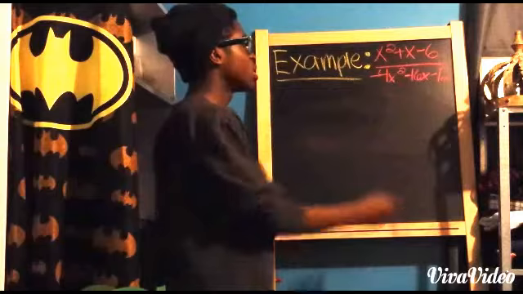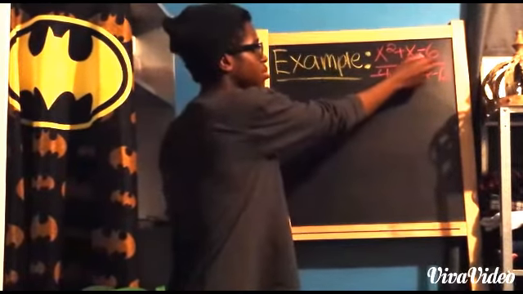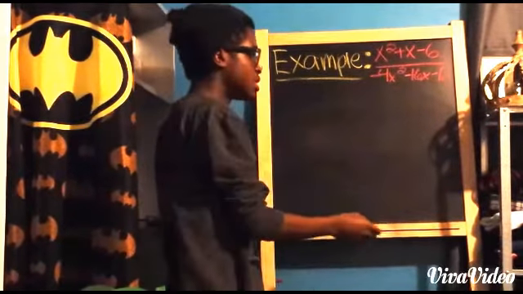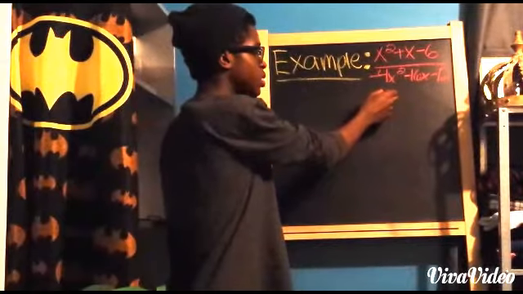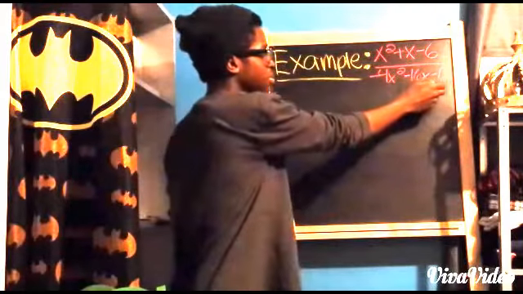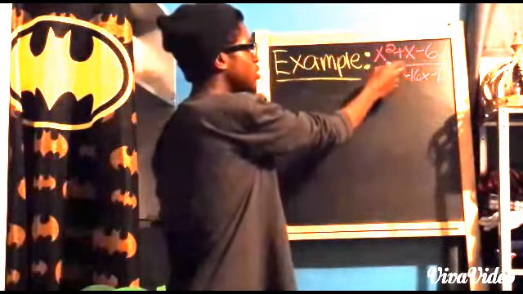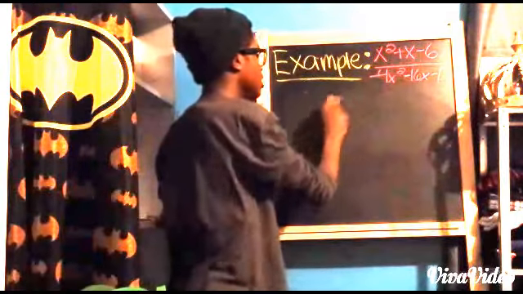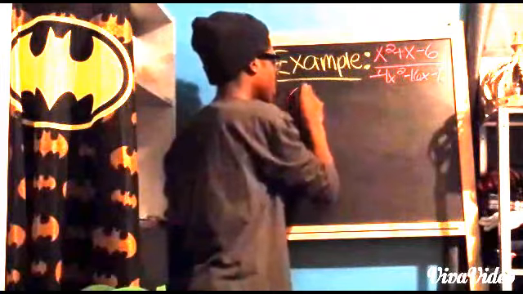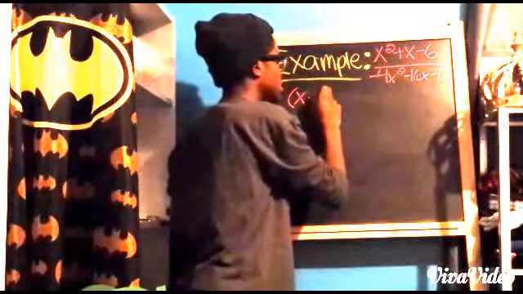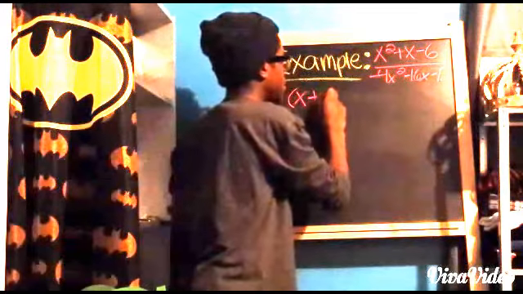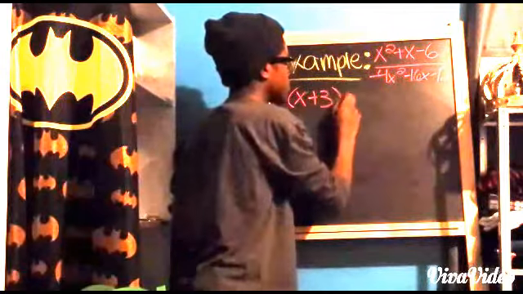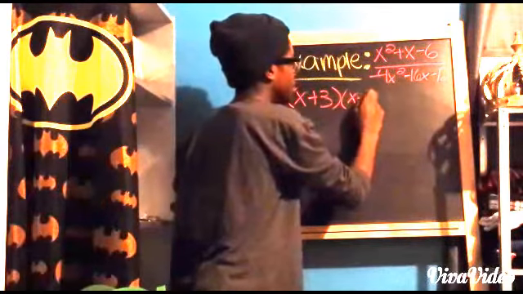In the numerator, we have x squared plus x minus 6. And in the denominator, we have negative 4x squared minus 16x minus 12. So when you want to find what multiplies to negative 6 and adds to 1, in the numerator, we have x plus 3 and x minus 2.